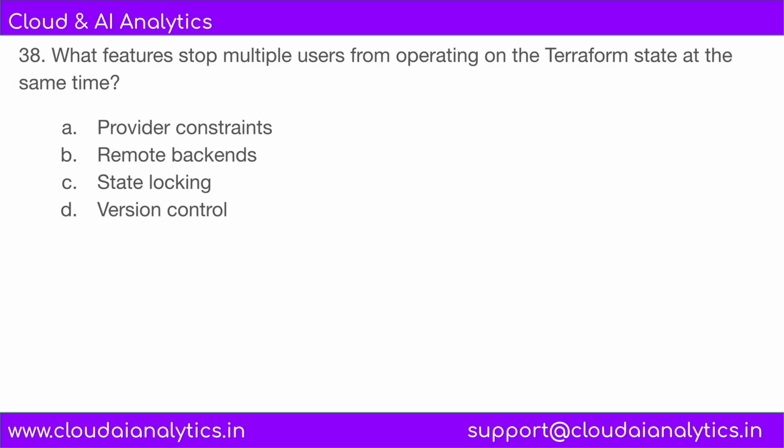Now coming back to this, pause the video, go through the question, understand it, and then come up with the answer. So that's it. The right answer is option C, state locking. State locking is the feature that prevents multiple users from making changes to the same Terraform state file at the same time. Terraform apply is an action. It locks the state file, ensuring that no other Terraform processes can modify the state concurrently. So that's why the right answer is state locking.